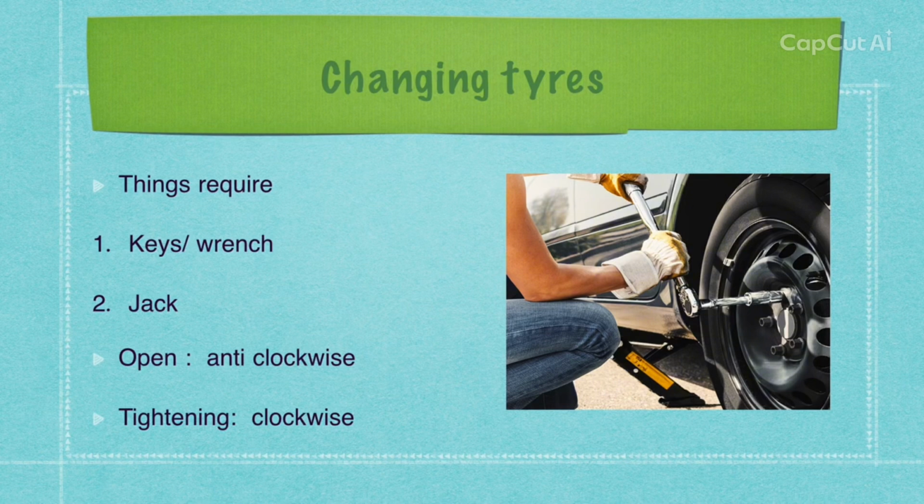When you have to loosen the nuts, always turn them anti-clockwise, and when you have to tighten them again, turn them clockwise. Clockwise means the direction in which the clock hands move. And if you move in the opposite direction, it is anti-clockwise. So while opening, you have to move in the opposite direction, and while closing, you have to move in the direction of the clock hands.